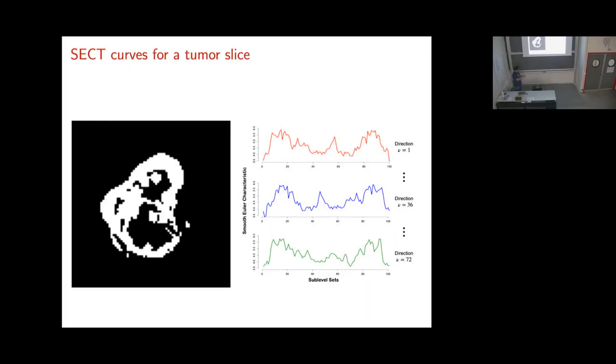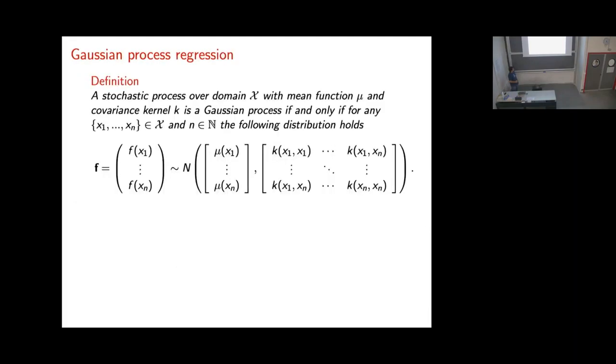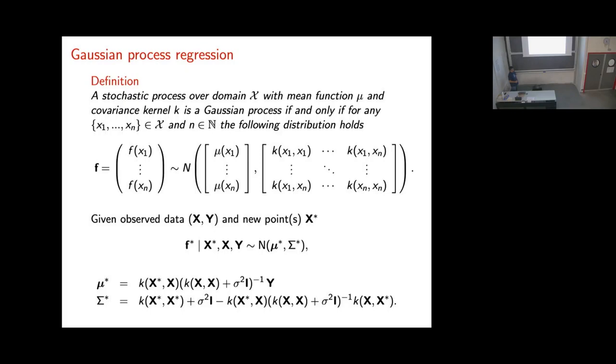We take slices of shapes, and then we take many directions, and this is what the smooth Euler curve looks like, and then we stack them, and that's our feature. We used a Gaussian process model. I think everyone here knows that, so I'll skip it.